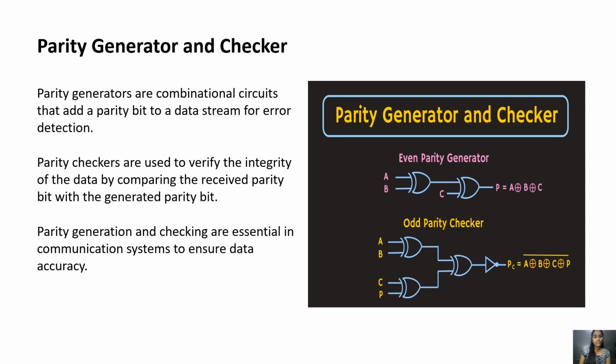Parity generator and checker. Parity generators are combinational circuits that add a parity bit to a data stream for error detection. Parity checkers are used to verify the integrity of the data by comparing the received parity bit with the generated parity bit. Parity generation and checking are essential in communication systems to ensure data accuracy.